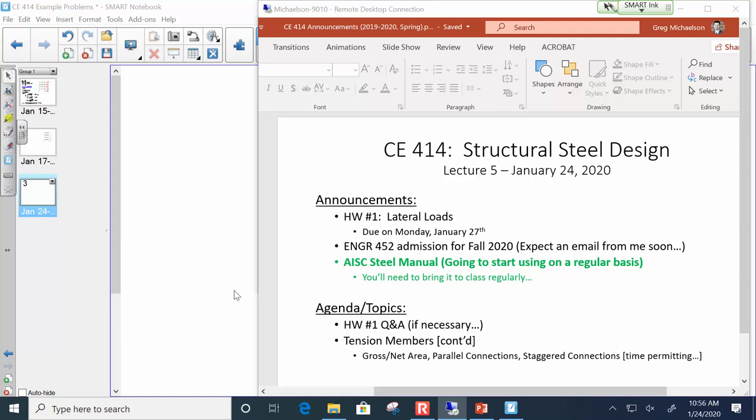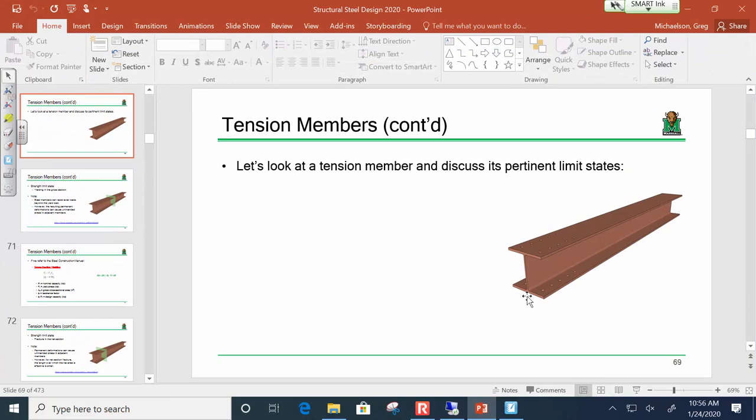So last time we talked about tension members. This is the first type of member that we're going to assess in this class. Basically taking a piece of steel and yanking on it. What is the maximum capacity? And then how do you design a tension member to withstand that load?